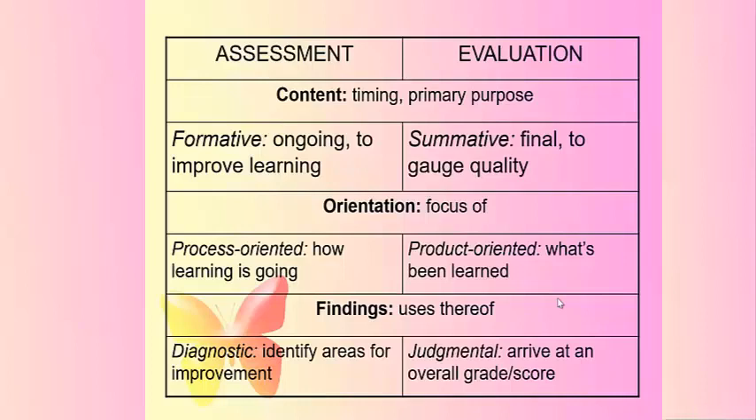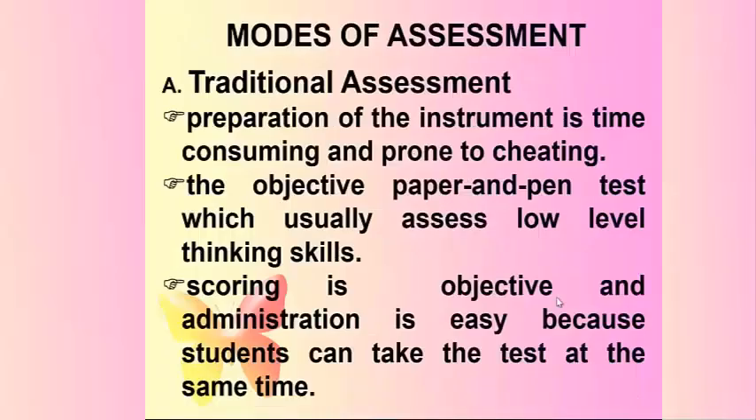Modes of assessment. A. Traditional assessment. This is preparation of the instrument is time-consuming and prone to cheating. This is objective. That is paper and pen tests, which usually assess low-level thinking skills. Scoring is objective and administration is easy because students can take the test at the same time.